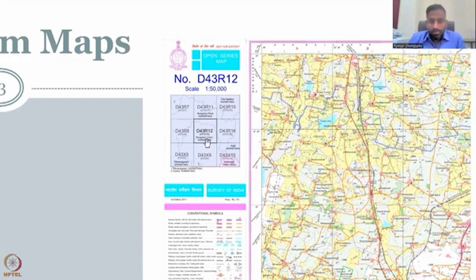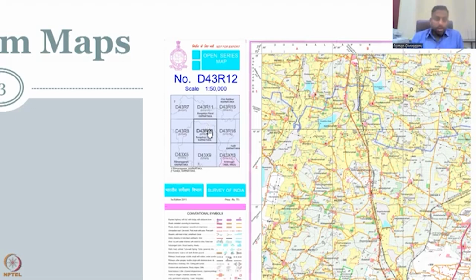I'm just going to show Bangalore urban here because it is on the border of rural and urban, so you'll see a couple of boundary effects between rural and urban. And you will see the tile number. This is the tile number D43 R12, and then R11 is there, R15 is there. There is a schema they use to mark the numbers. Let's not get into that, but every sheet, every tile has a number. D43 may be representing the entire belt, and within that there are sub-grids, labeled R12, R11, etc.